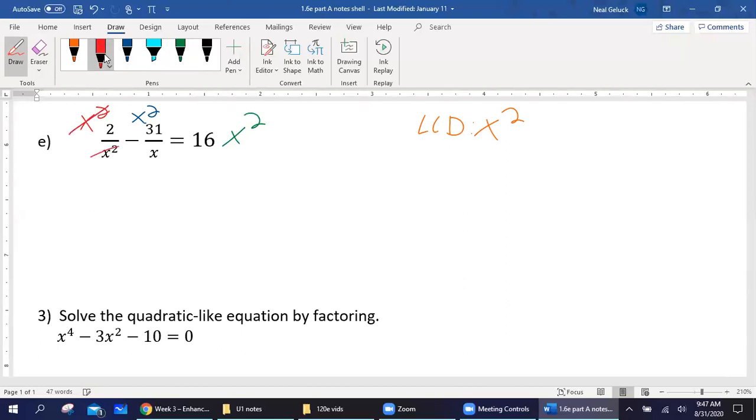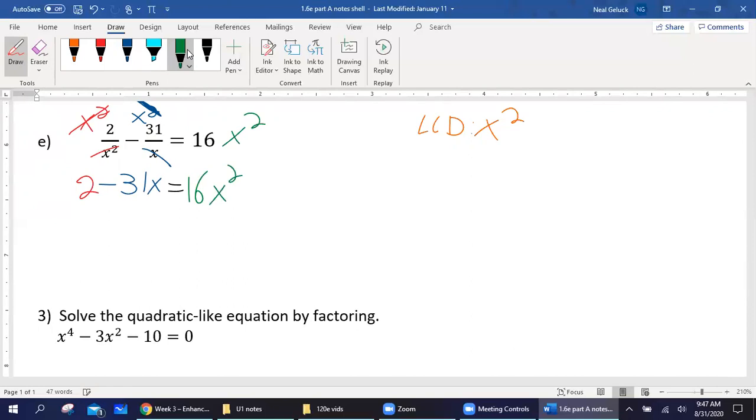So the x squareds cancel in the first one. I'm just left with a 2. On the second one, careful, x in the denominator will cancel with one of the x's in the x squared. That'll leave me with minus 31x. Nothing cancels on the right side, so I'm just left with 16x squared.